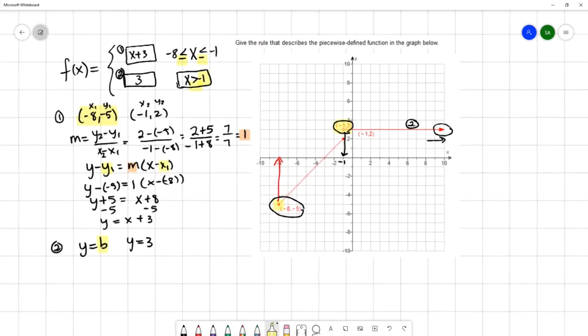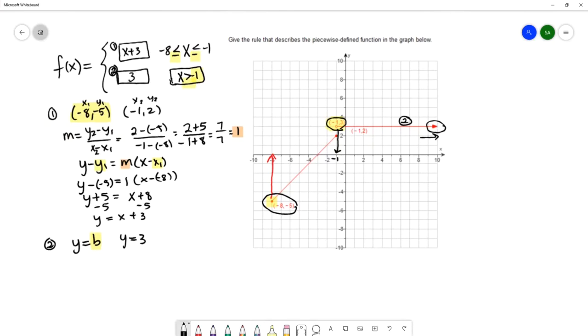So just to finalize this, we have found that the piecewise defined function is f of x equals x plus 3 for all x that is in between negative 8 and negative 1, including the endpoints, and 3 when x is greater than negative 1.